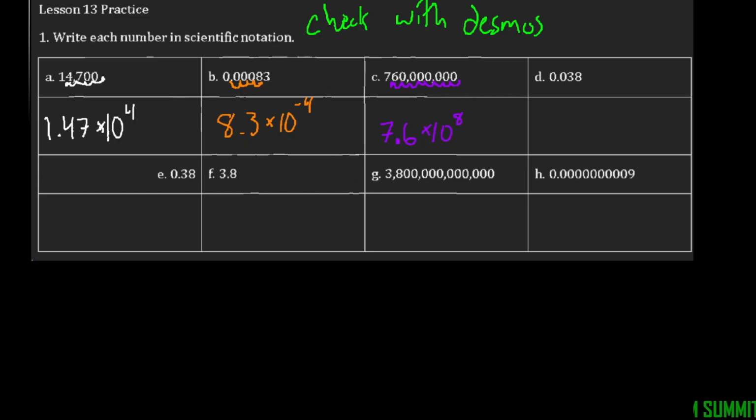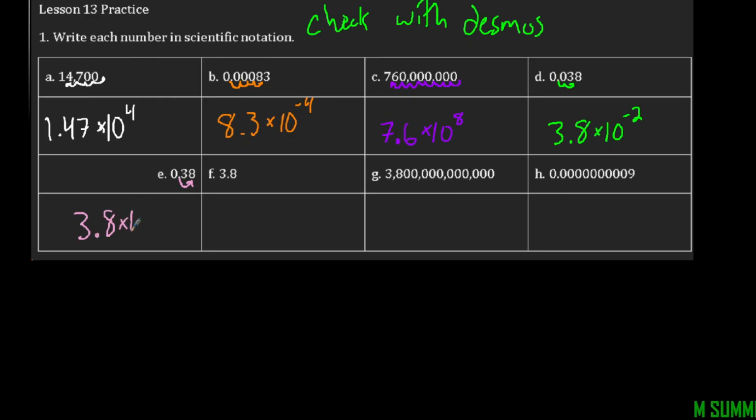And for the next one, I can say, all right, small number meaning negative exponent. So I'm going to say I have 1, 2 times to the left is what we're going to have. So we're going to say 3.8 times 10 to the negative 2 power. For this one's going to be just a small movement. So we're going to say there's going to be 1 time to the right. So I have 3.8 times 10, still to the negative 1 power.